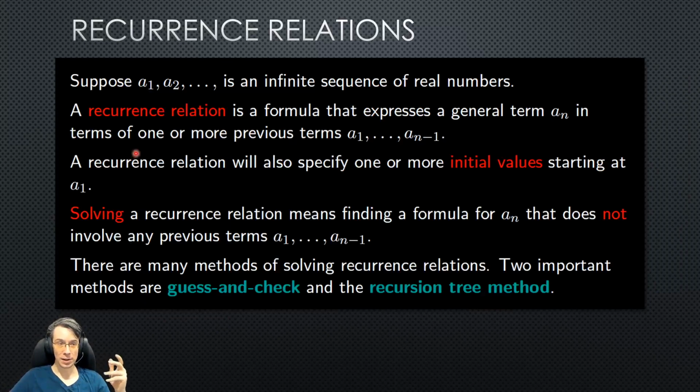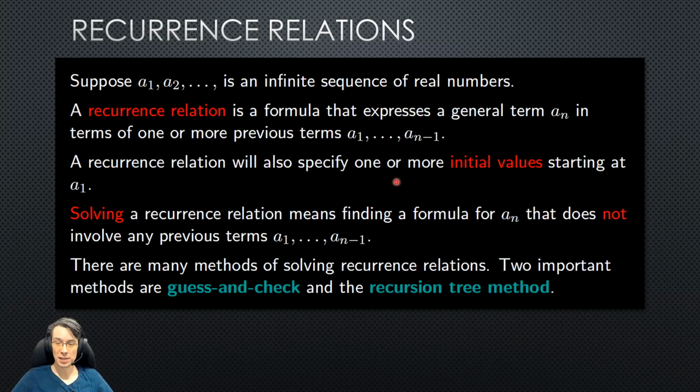So, okay, formally, what is a recurrence relation? Suppose we have an infinite sequence of real numbers, a1, a2, and so on. A recurrence relation is a formula that expresses a general term in the sequence, an, in terms of one or more of the previous terms, a1 up to an minus 1. So if you have some sequence defined by a recurrence, we could express a later term in that sequence in terms of the earlier terms. You can see, for example, if an was the complexity of merge sort on a problem size of n, then we could express that in terms of the complexity of merge sort on some smaller problem sizes.